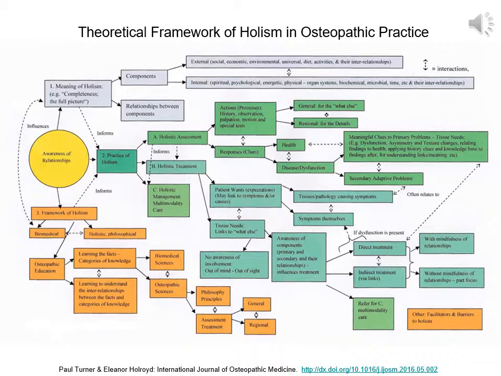So you've got facts, categories, and you've got interrelating the facts. You've got the biomedical sciences and the osteopathic sciences. I've just used those two broad terms because the osteopathic sciences include philosophy, principles, and assessment and treatment methods, and that's general and regional. Would you agree? You've done osteo. The biomedical sciences, all the biomedical anatomy, physiology, all the systems that you need to know.